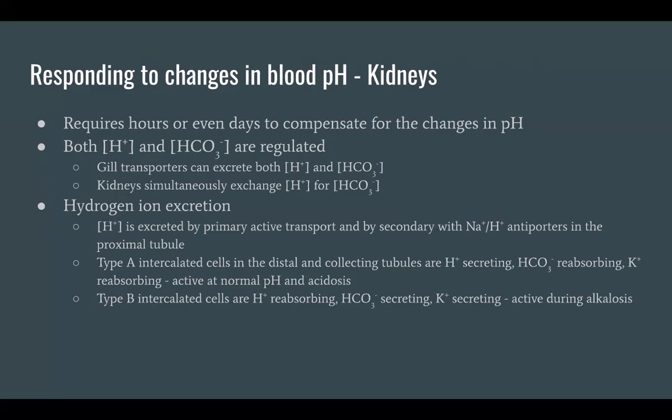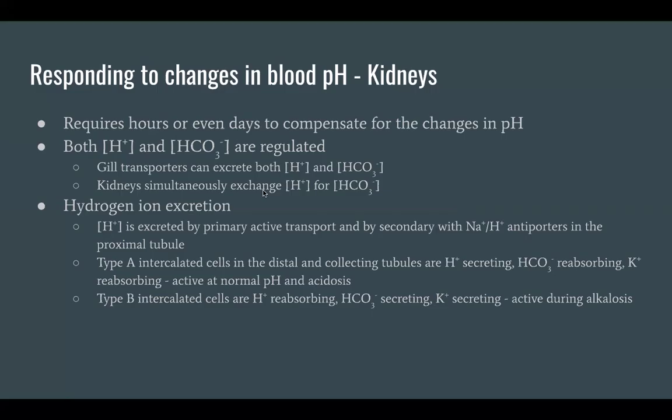Gill transporters can excrete both the hydrogen and the bicarbonate ions, but kidneys will simultaneously exchange the hydrogen ions for bicarbonate ions instead. And in the kidneys, hydrogen ion excretion is achieved primarily by active transport and also by secondary active transport with sodium hydrogen ion antiporters in the proximal tubule.